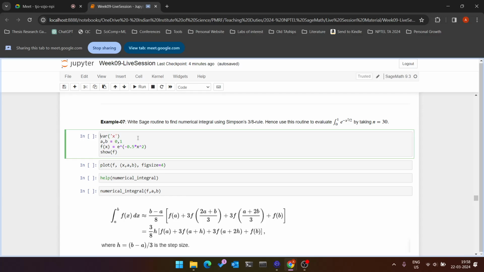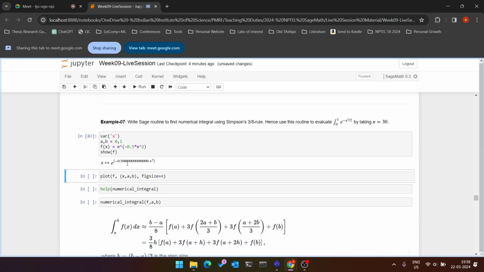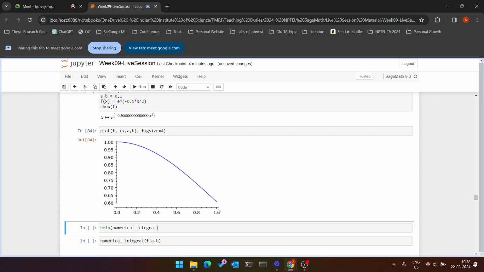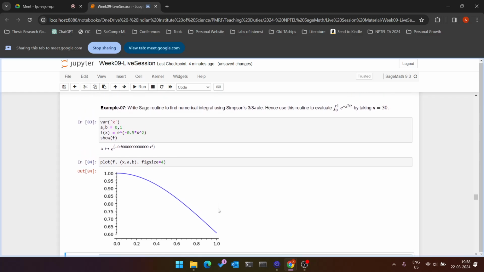Suppose we have variable x, my a, b limits as 0 and 1, my function f of x. I'll check the map once. So the map looks alright. Next I'll plot the function. So it's like a decreasing function but positive.